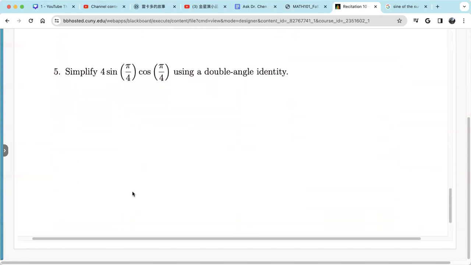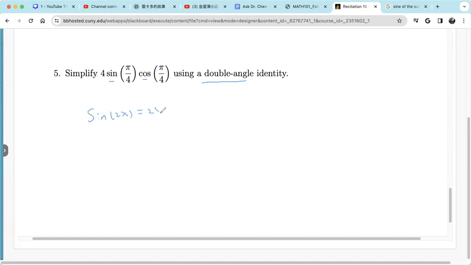Let's see 5. 5 is the last one. 5, we want to use the double angle identity. So we see sine, we see cosine. Remember sine of 2x equals 2 sine of x cosine of x. I will use this identity. So see here we have sine of pi over 4, cosine of pi over 4, and this will have 4. 4 we can change to be 2 times 2. Then 2 times sine pi over 4, cosine pi over 4.